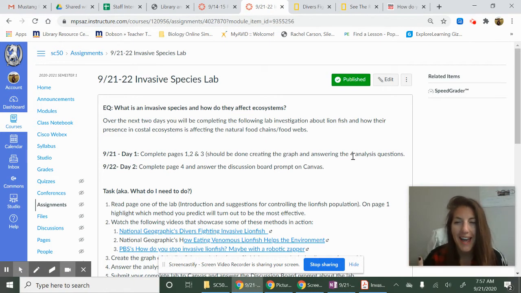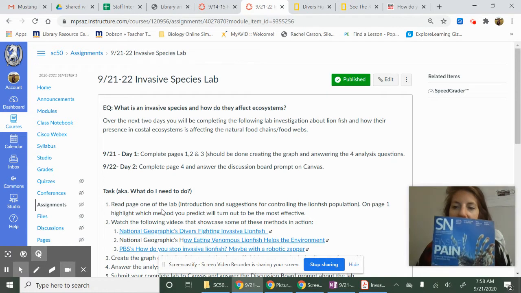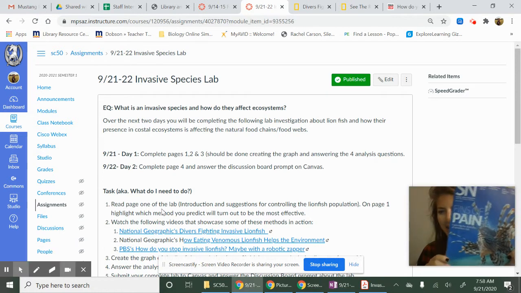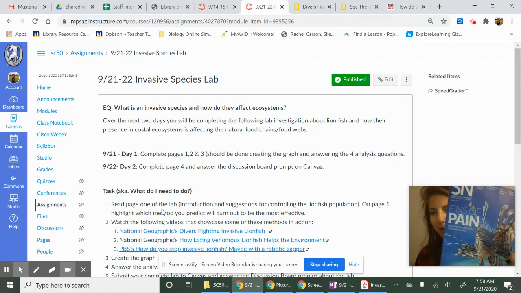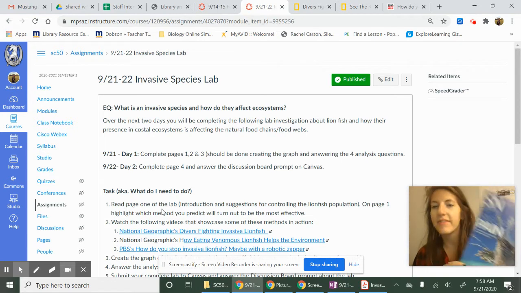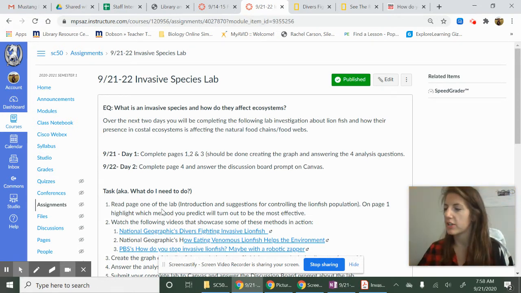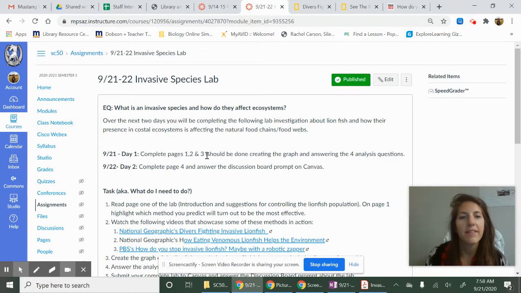Basically, this is a really cool lab. Obviously, we don't have access to lionfish. I can't bring them into school. This is what we're looking at today, though. This is a lionfish. If you've ever seen these beautifully colorful fish with spines on them, that's a lionfish. They also hurt really bad if you've gotten stung by one before. So our essential question for today is, what is an invasive species and how do they affect ecosystems?